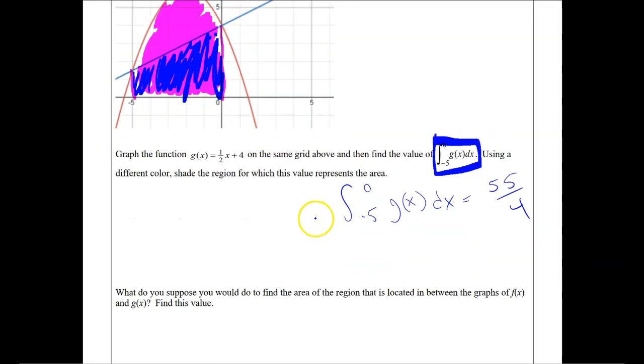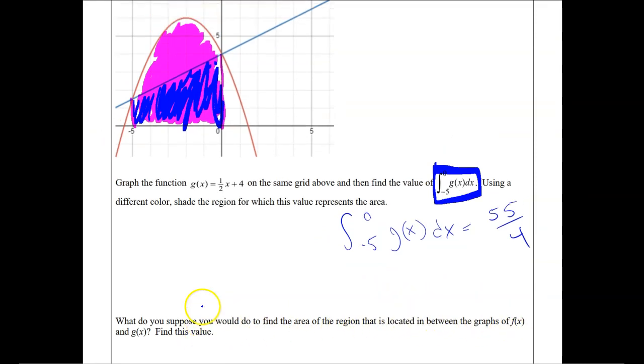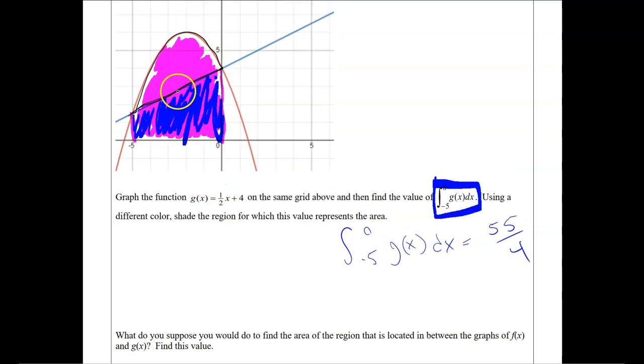And then the question is, what would you do to find the area of the region that is located in between the graphs of f of x and g of x? So that region that it's talking about would be this region here, right? So it's not a nice shape. I couldn't use like pi r squared or something to find this area, right? But let's think about that for a second.